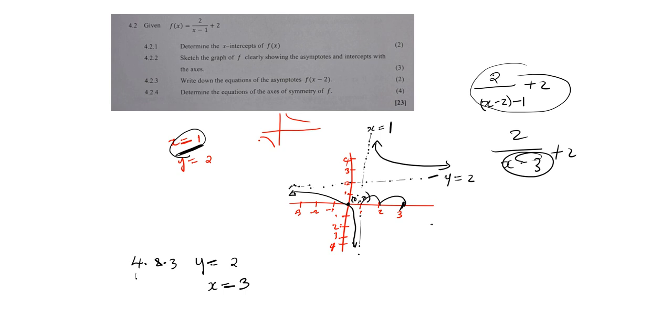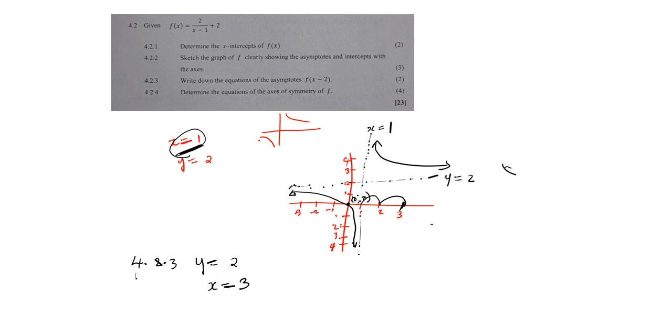I hope you understand. So now determine the equations of asymptote, the axis of symmetry. Now in terms of finding the axis of symmetry, remember we are having two axes of symmetry. We are having the one that has got a positive gradient, or m greater than 0. This is 4.2.4. We are also having that one that has m less than 0 or a negative gradient.